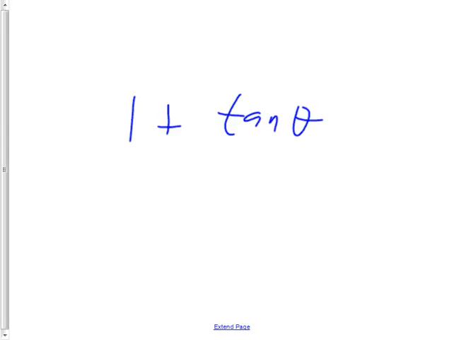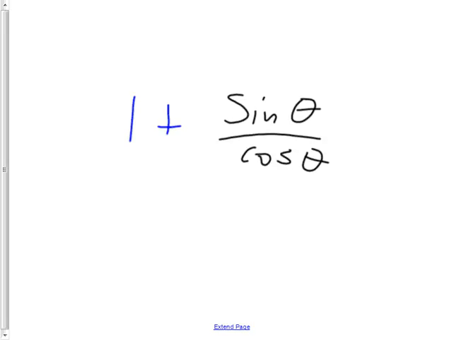All right, how about this one though? This is the one I like. If tangent is sine over cosine, do you get why the original problem of 1 plus tangent could be made into this pretty quickly and easily by just making that little swap?